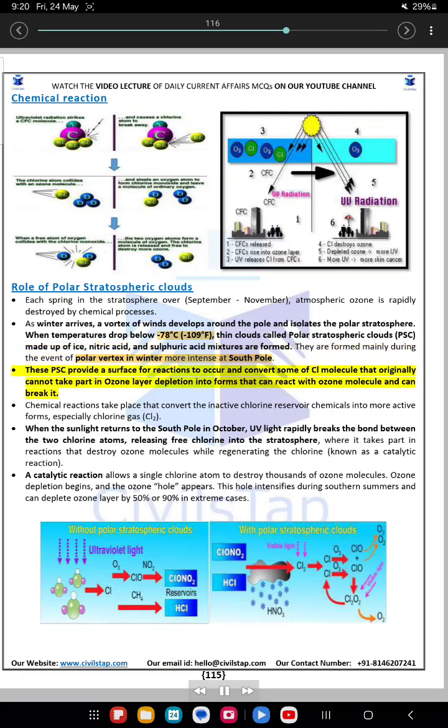These PSC provide a surface for reactions to occur and convert some of the Cl molecules that originally cannot take part in ozone layer depletion into forms that can react with ozone molecules and can break them. Chemical reactions take place that convert the inactive chlorine reservoir chemicals into more active forms, especially chlorine gas, Cl2.